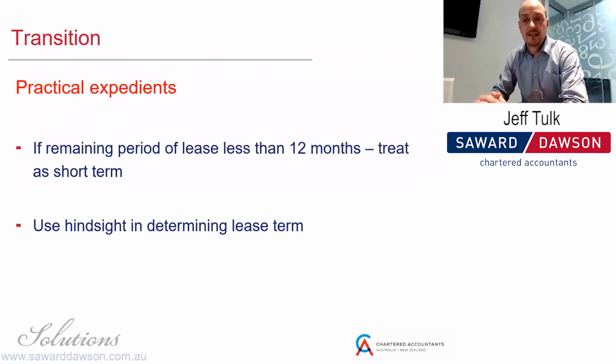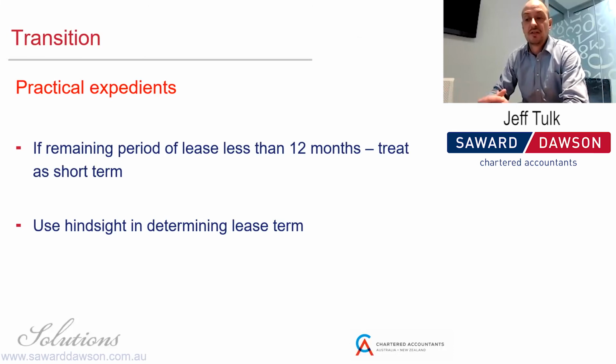There are some practical expedients on transition. These are aimed to make things a little bit easier, where going back using a whole lot of judgment doesn't really make any difference and is not worth the effort. So if, for example, the remaining period of the lease is less than 12 months, you can choose to treat that as a short-term lease. Remember, leases less than 12 months under AASB 16 are excluded, and you just expense the payments as they are incurred. Therefore, even though you may have had a lease that's been going for 10 years, if on transition that's about to finish within the next year, you can treat it as an operating lease in effect for the last year.